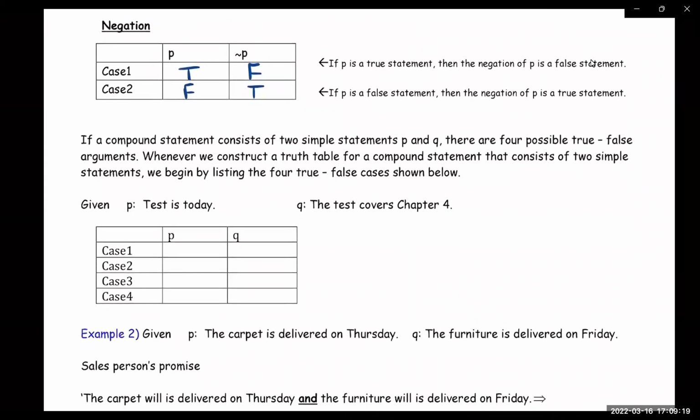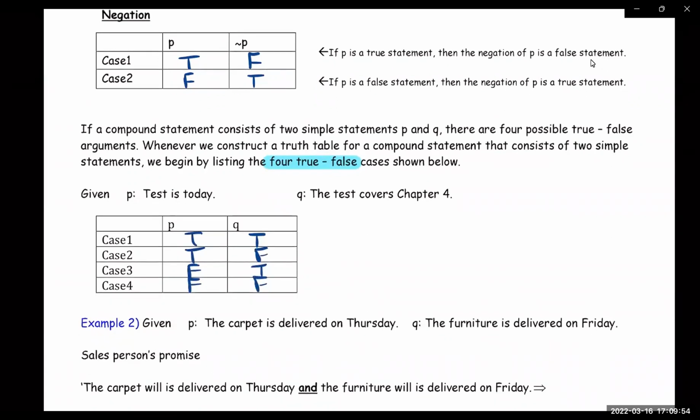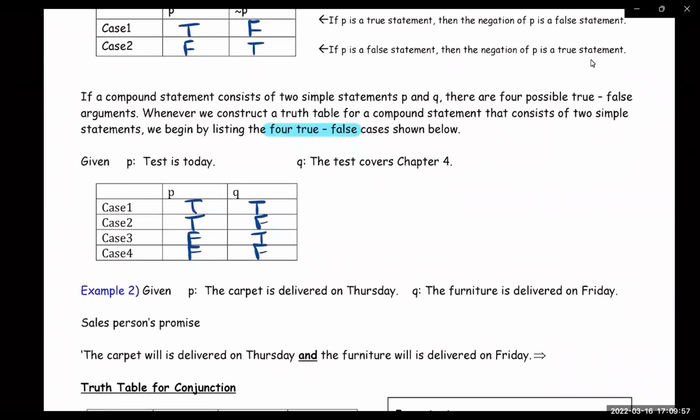If a compound statement consists of two simple statements, P and Q, then there are four possible true-false arguments. Whenever we construct a truth table for a compound statement that consists of two simple statements, we begin by listing the four true-false cases. So there's always going to be four true-false cases whenever you have two statements. You can either have true-true, true-false, false-true, or false-false. Those are the only four combinations you can come up with. So that's what they mean when they say four true-false cases.